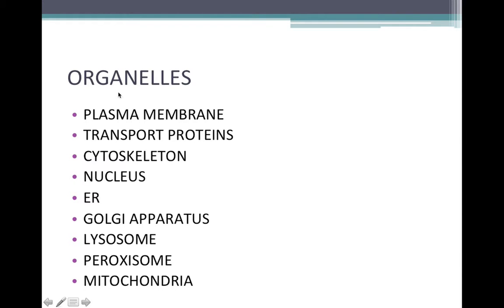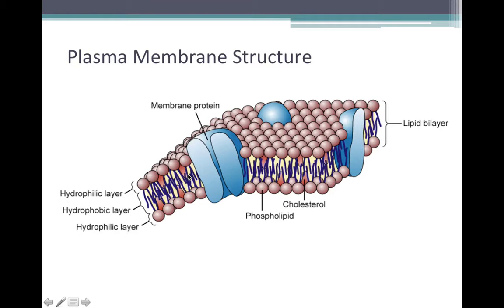Now, this is just an overview of organelles here. And what I want you guys to know is basically the major functions of each of these organelles. Now, we'll talk about these a little bit throughout this lecture, but again, I want you guys to know the major functions of each of these organelles. Now, the first sort of organelle we'll talk about is the plasma membrane.